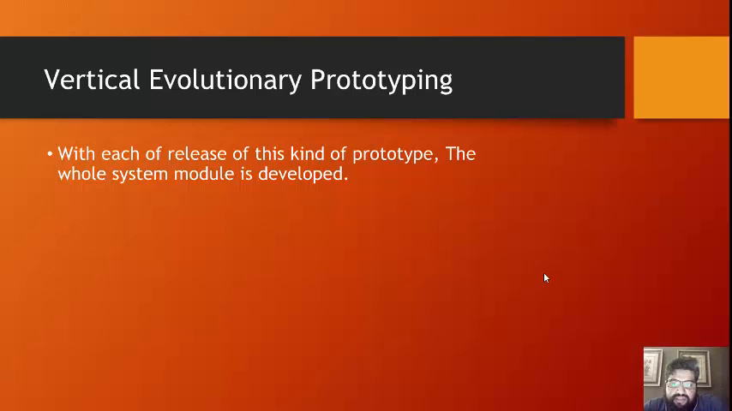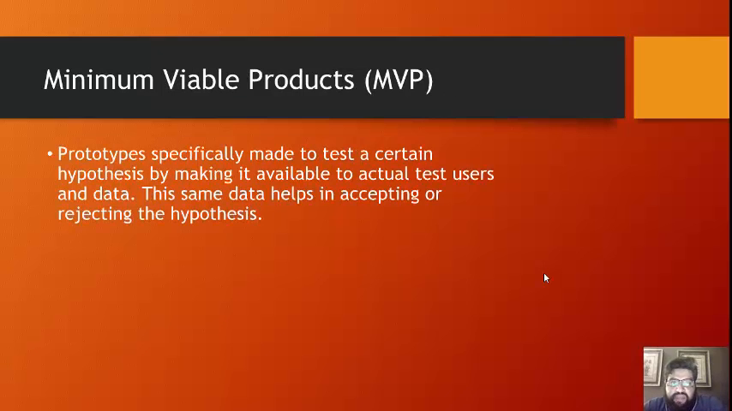So the next prototyping scheme is the vertical evolutionary prototyping. This one is a little bit different in that the prototype is not discarded at the end, but is actually made part of the system after refining through all the feedback from the user. Then the third type is the minimum viable product, which is basically a scheme to create a product with minimum features to satisfy early customers and then use their feedback for future development of the product.